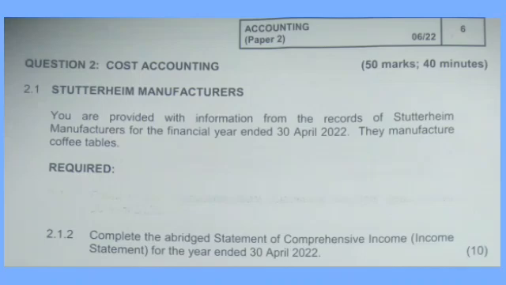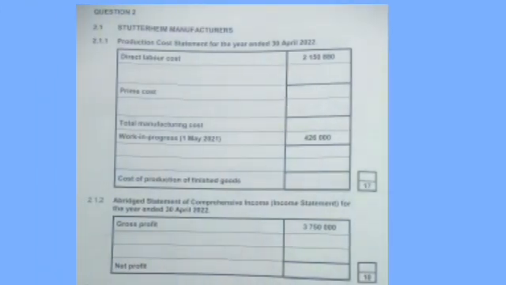We have a June 2022 question paper, and it is a Gauteng paper. In question 2 of it, we are dealing with cost accounting, and the business that we are dealing with is Starter Heim Manufacturers. It says you are provided with information from the records of Starter Heim Manufacturers for the financial year ended 30 April 2022. They manufacture coffee tables. 2.1.1 requires a production cost statement for the year ended 30 April 2022.